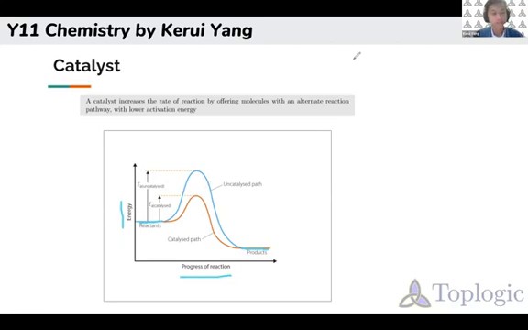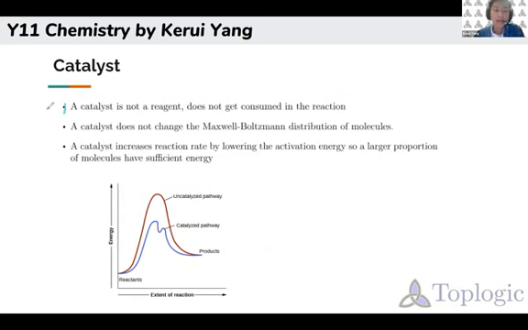All done? Cool. So one thing to note is that, one, the catalyst is not a reagent. So it's not a reactant, it's not a product, it does not get consumed or produced in the reaction. So that's the definition of a catalyst, essentially. So it shouldn't get consumed. Two, a catalyst does not change the distribution of molecules themselves. So with and without a catalyst, the distribution should look the exact same.